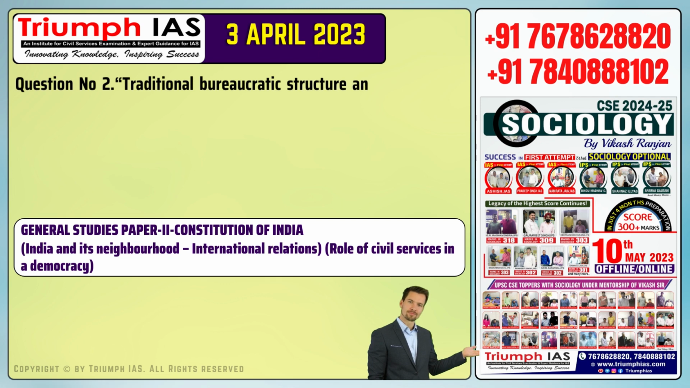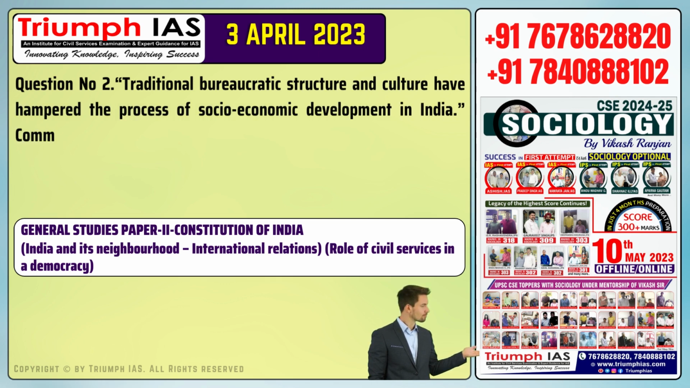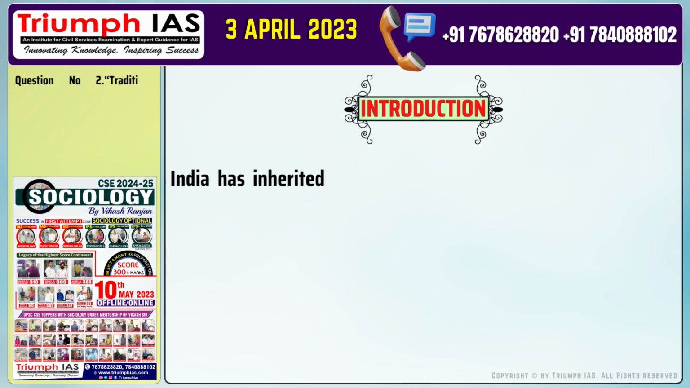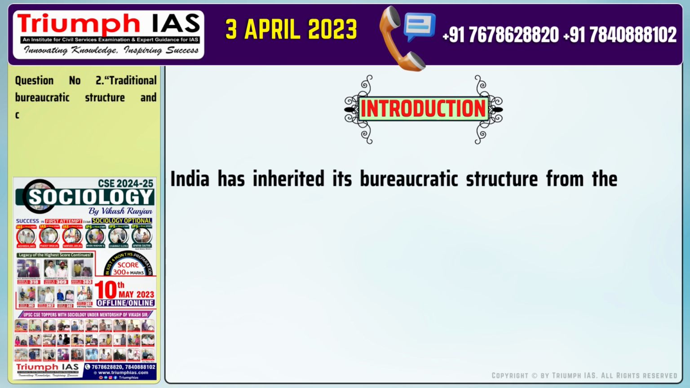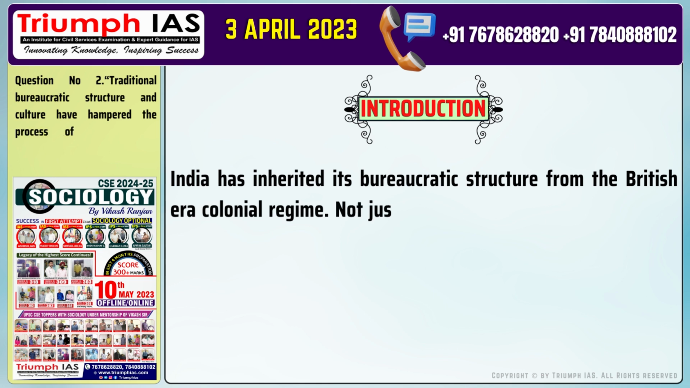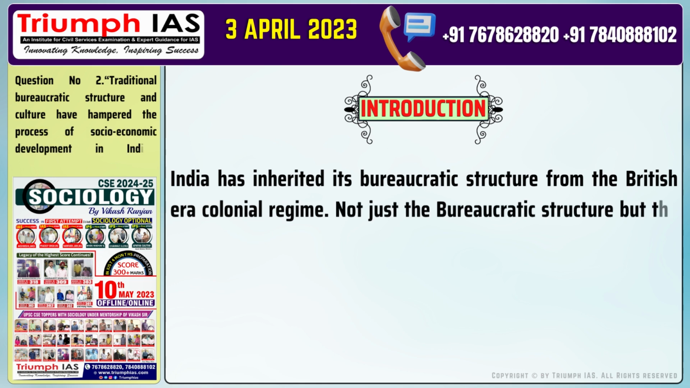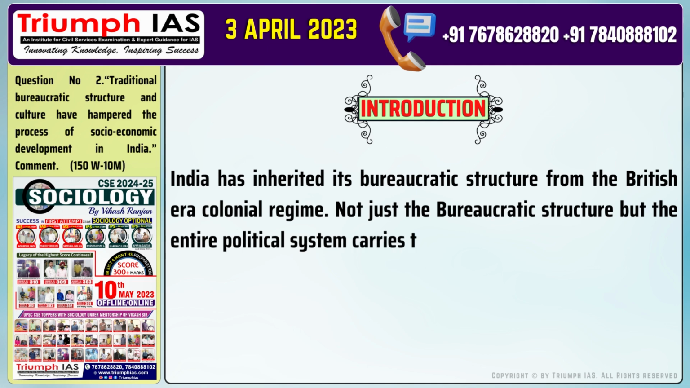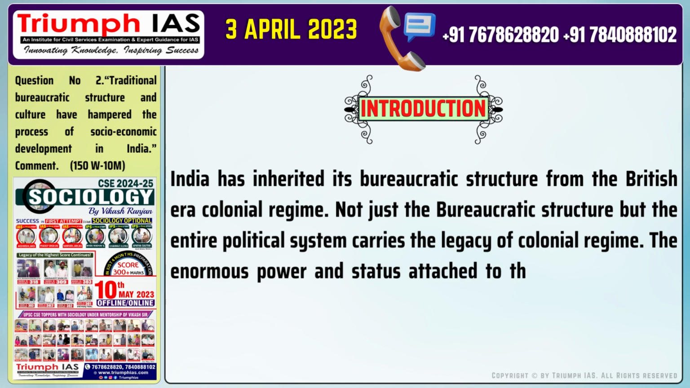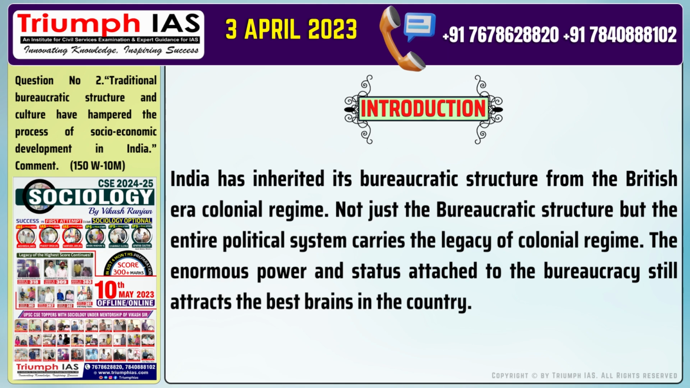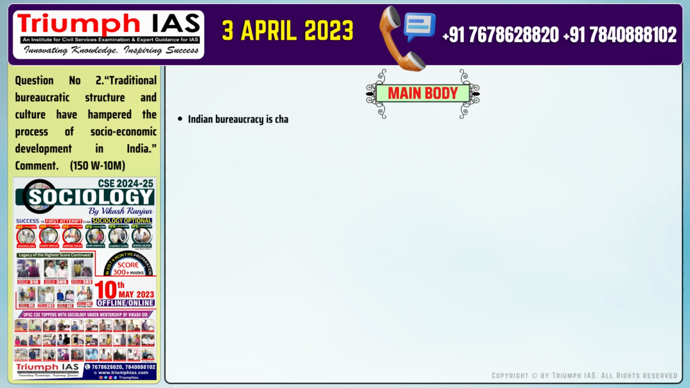Question number 2. Traditional bureaucratic structure and culture have hampered the process of socio-economic development in India. Comment. Let's start with the introduction of the answer. India has inherited its bureaucratic structure from the British-era colonial regime. Not just the bureaucratic structure, but the entire political system carries the legacy of colonial regime. The enormous power and status attached to the bureaucracy still attracts the best brains in the country. The main body of the answer should be number 1.